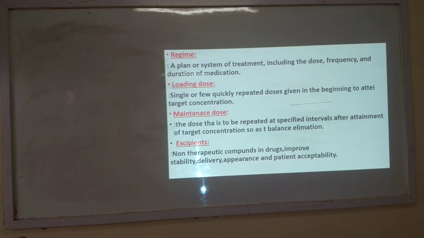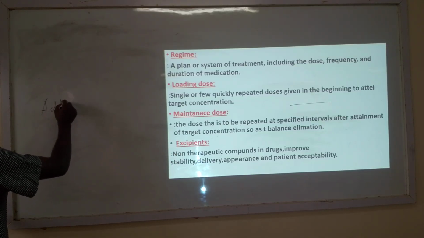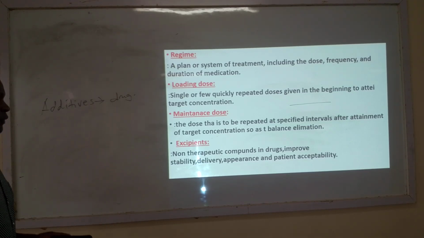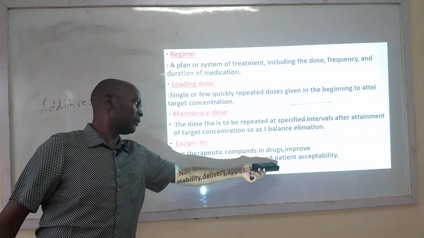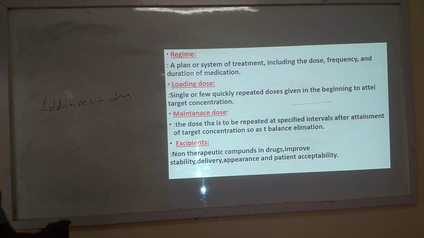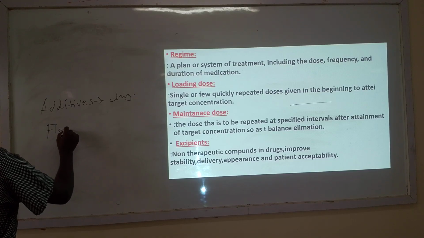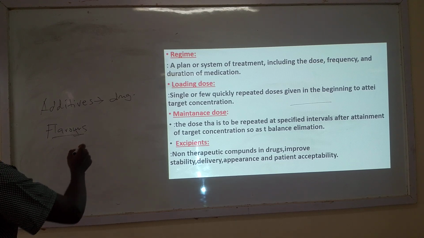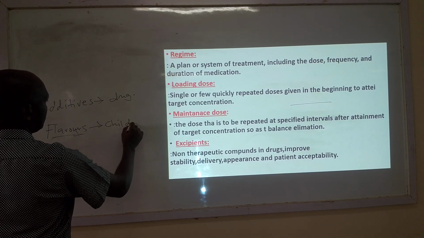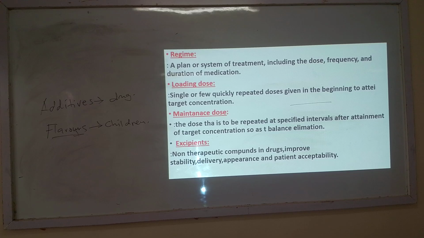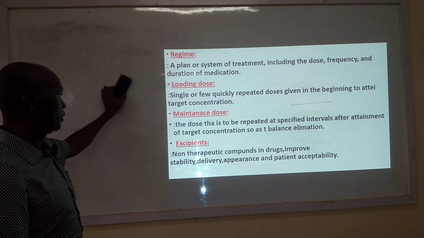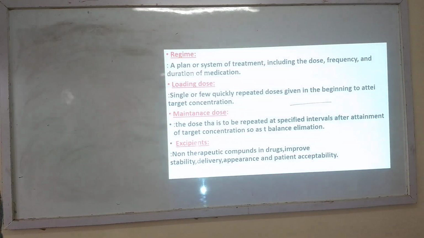Excipients are just additives that are added in drugs for the reason of maybe patient acceptability. For example, flavors. We have other drugs that are added flavors, particularly for children, so that the children can take them. So these excipients have no therapeutic effect. They just make the drug acceptable to the patient, or they just improve the stability and delivery of that drug.